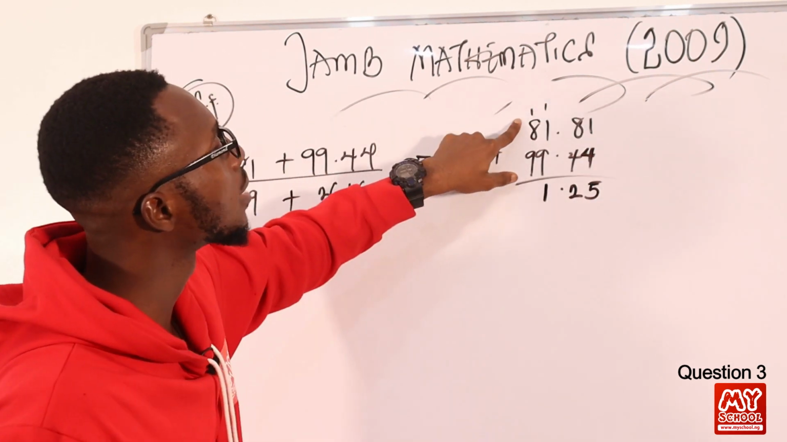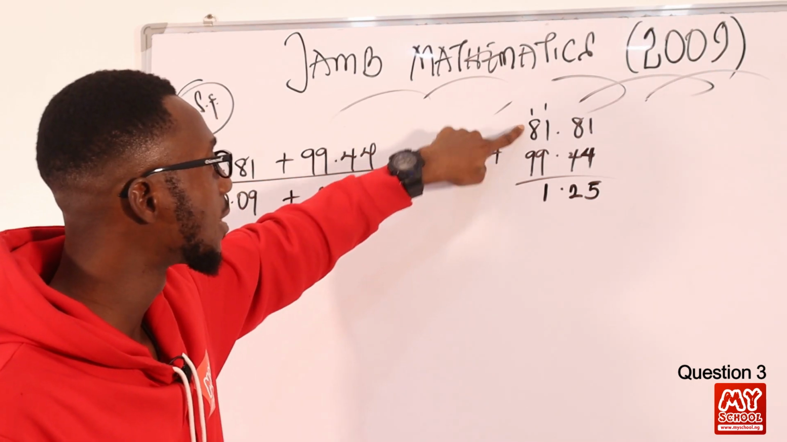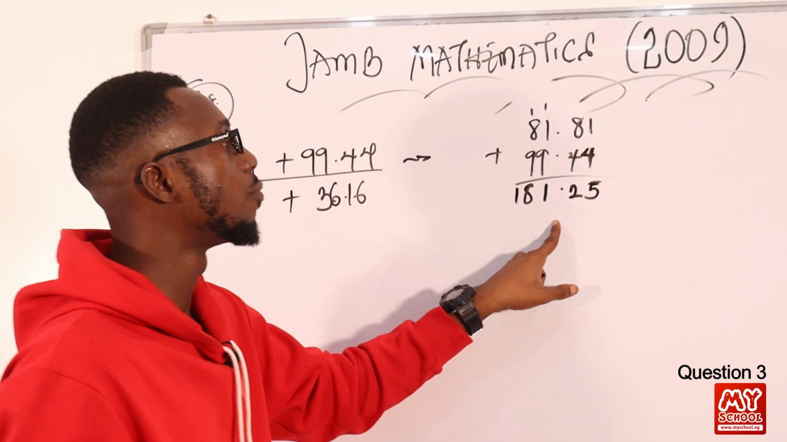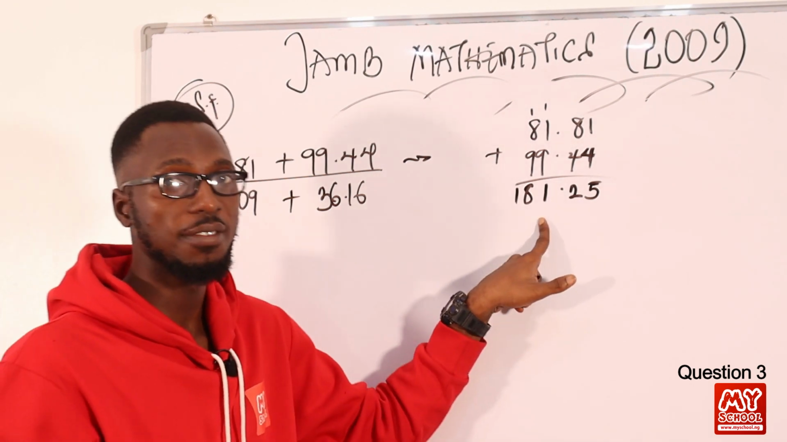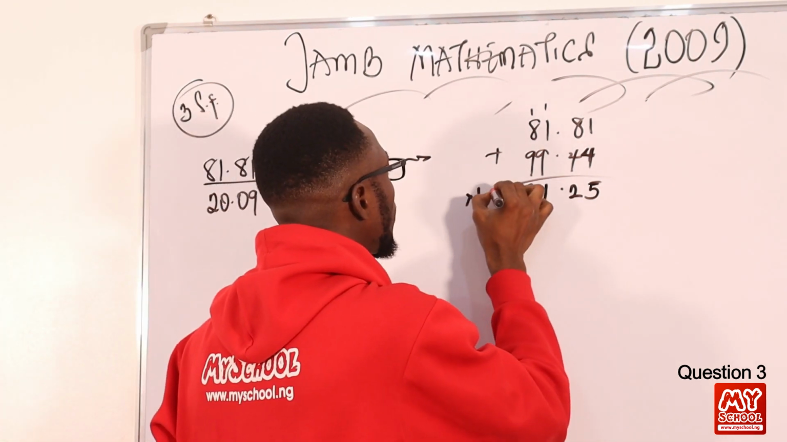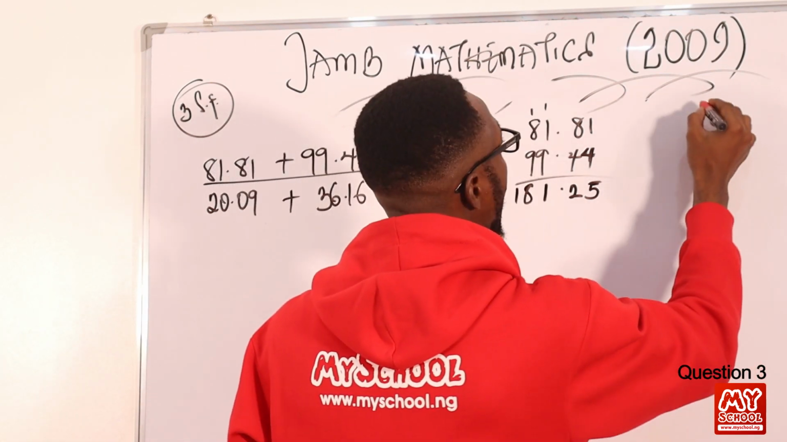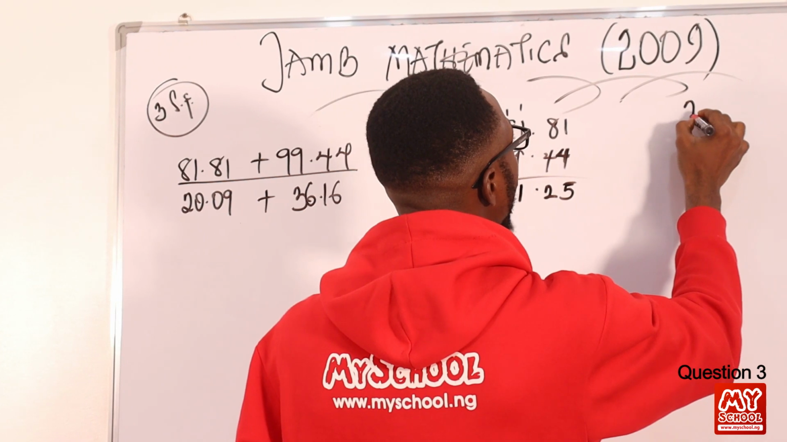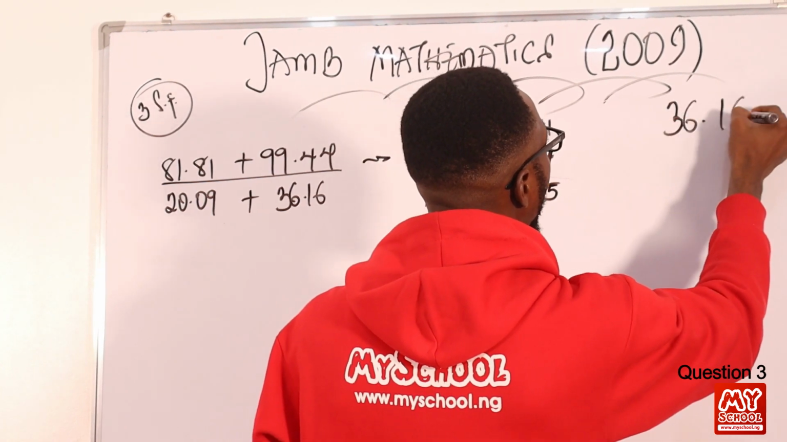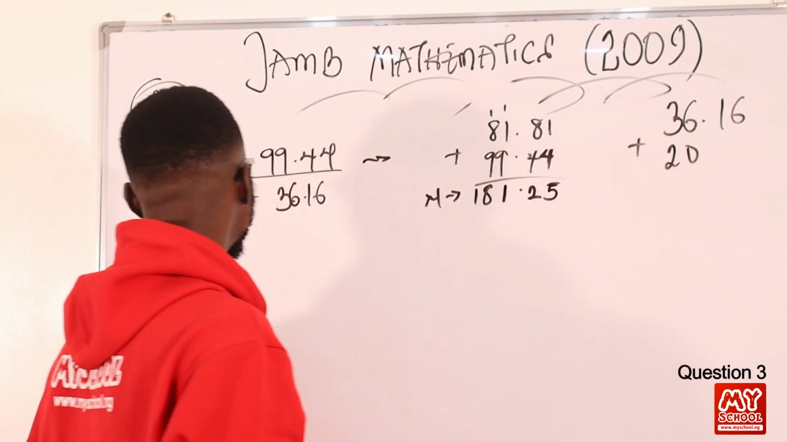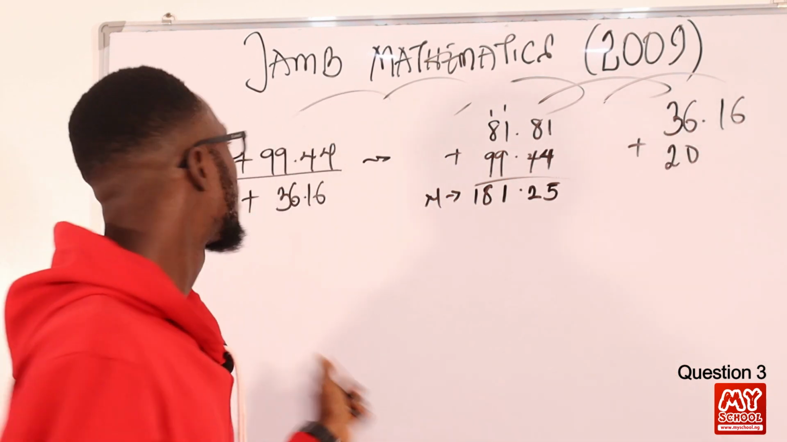So I have 1 plus 8, that is 9, right? 9 plus 9, that is 18. I write 8 first, then this. So for numerator, I have 181.25. Okay, so let's switch to the denominator. I have 20. Let me just write the bigger value first, because I guess that is what we are used to.